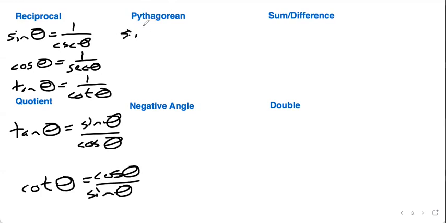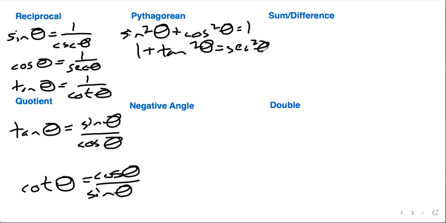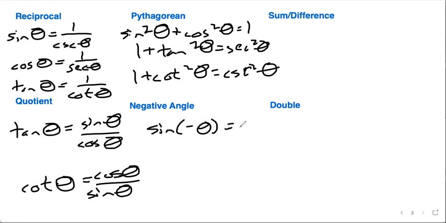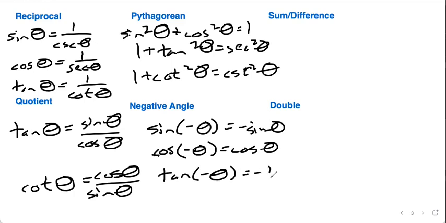Pythagorean identities. Sine squared plus cosine squared equals 1. 1 plus tangent squared equals secant squared. 1 plus cotangent squared equals cosecant squared of theta. Negative angle identities. Sine of a negative angle is equal to negative sine of the angle. Cosine of a negative angle is equal to just cosine of that angle. And then tangent of a negative angle is equal to negative tangent of the angle. Cosine's unique because cosine's actually even, because if you go above or below the x-axis on the unit circle, you're going to get the same result.